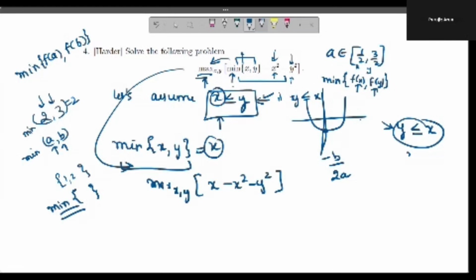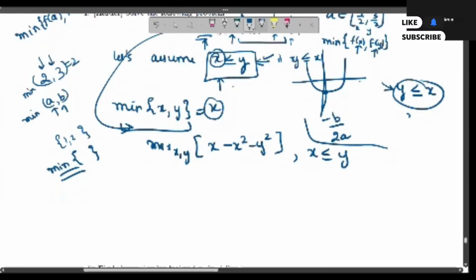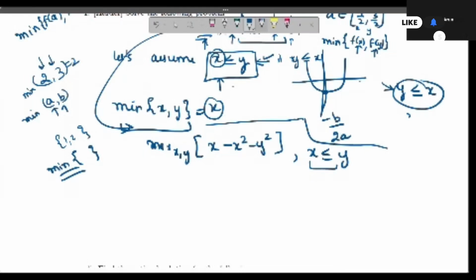So this is the maximum of xy for this. So now the question is this and the constraint is this. Is this fine? My question is right. I have changed it because of the constraint. If it would have been y lesser than x, I could have written y minus y square minus x square. Got it. So now we maximize x minus x square minus y square.